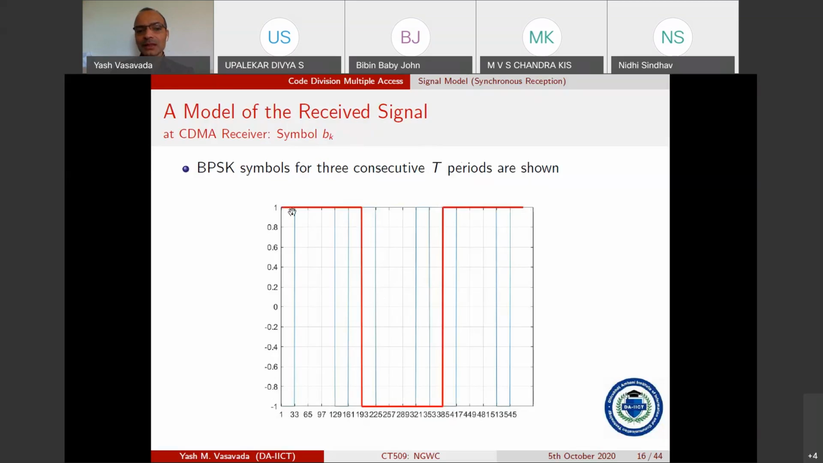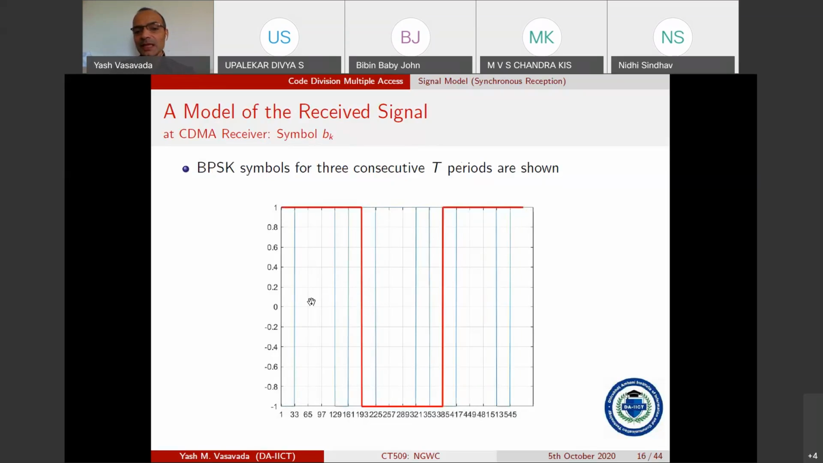So this is how the signal of the kth user that we are considering will look like. Not the red lines, by the way. This red one is just the BPSK symbol. What is getting transmitted is this blue waveform, which is the multiplication of this red symbol waveform and the signature sequence, which is shown over here. And so this is how the transmitted signal of some one user looks like.